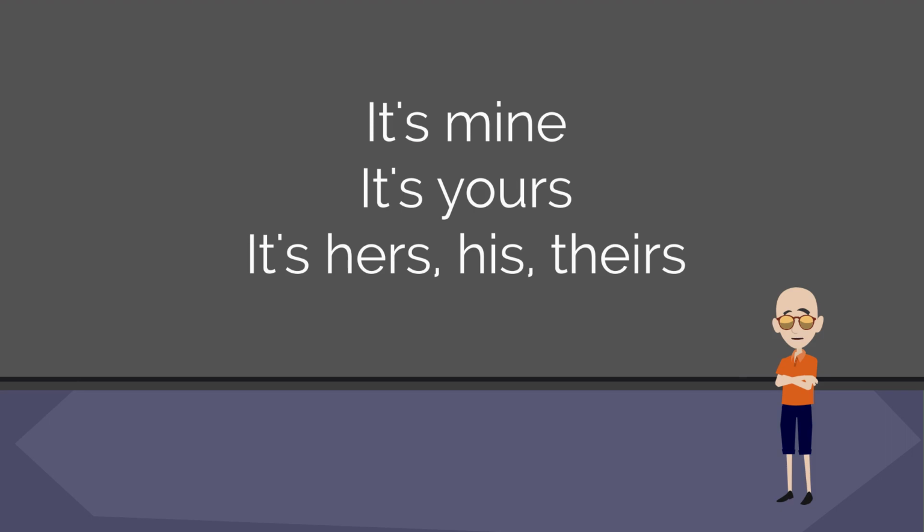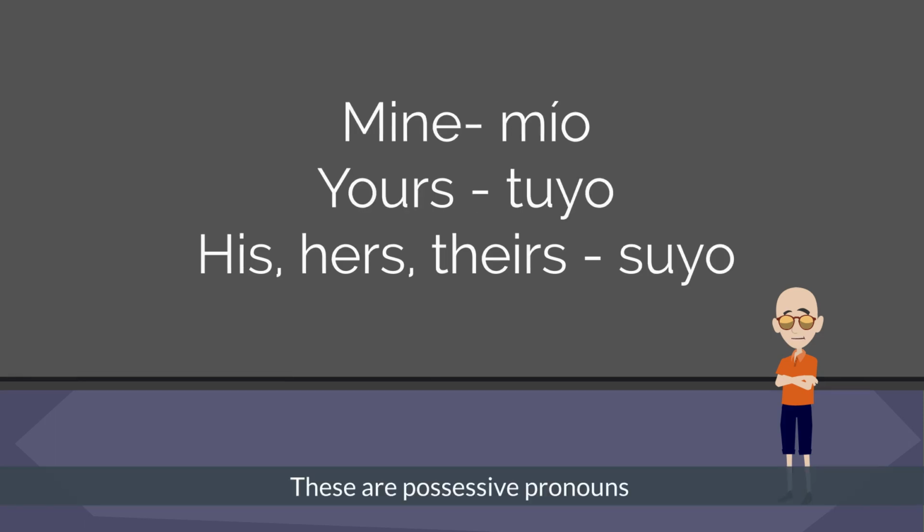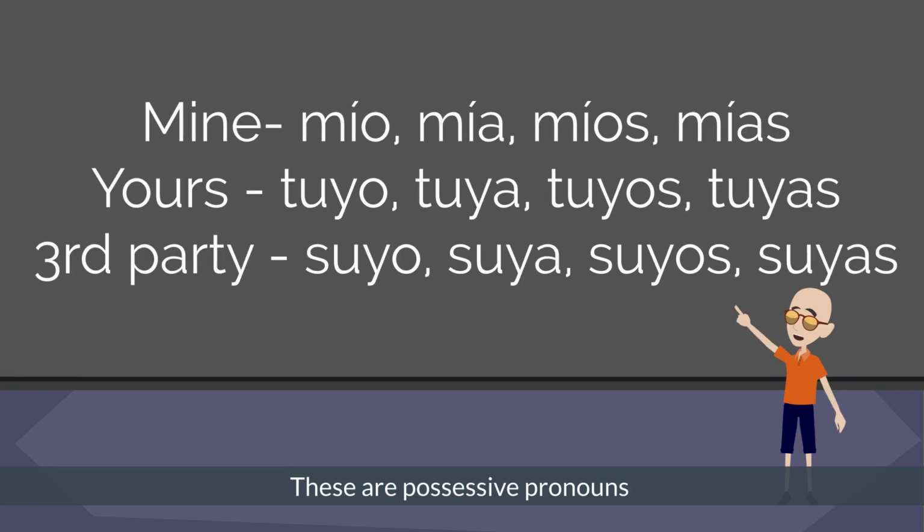Now let's talk about how to translate sentences like it's mine, it's yours, it's theirs, when we're not specifying or including the noun in the sentence. Here are the basic forms: mine, mío, yours, tuyo, his, her, theirs, any third party, suyo. Now these are going to change a little depending on the number and gender of the noun that they're referring to. So here are all the possibilities on the board.